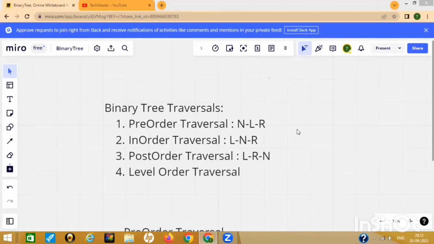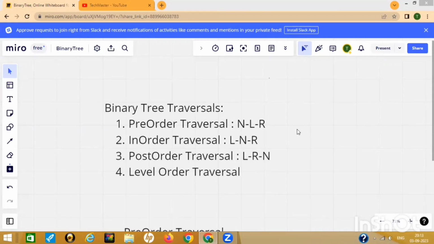Today I'll be talking about various tree traversal techniques. So these are the binary tree traversal techniques: pre-order traversal, in-order traversal, post-order traversal, and level order traversal. The first three techniques are the depth first traversal techniques, and the fourth one is level order traversal, where we traverse the tree level by level. So we start with level 0, then level 1, level 2, level 3.